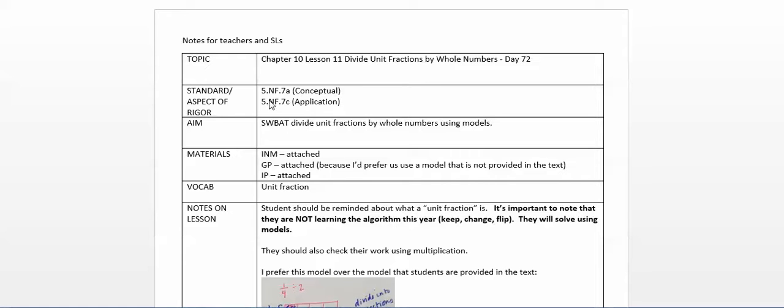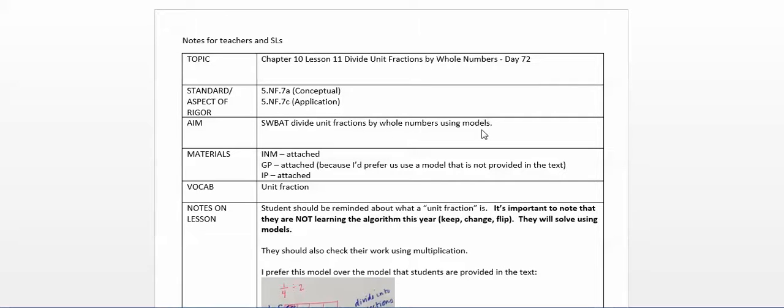All right, we're going to look at Chapter 10, Lesson 11, dividing unit fractions by whole numbers. This is day 72. The two standards that this is aligned to are 5.NF.7a and 5.NF.7c. 7a is conceptual, 7c is application, so in word problem contexts. The aim is students will be able to divide unit fractions by whole numbers using models.